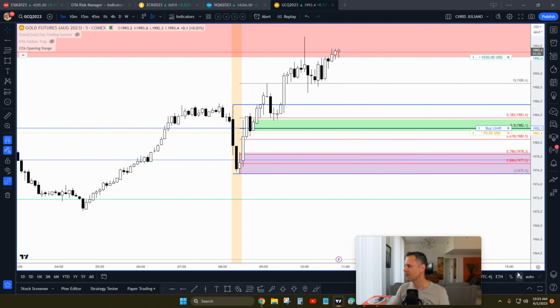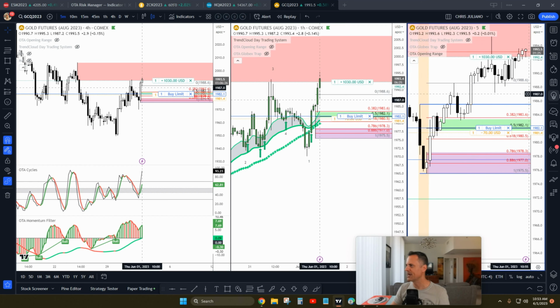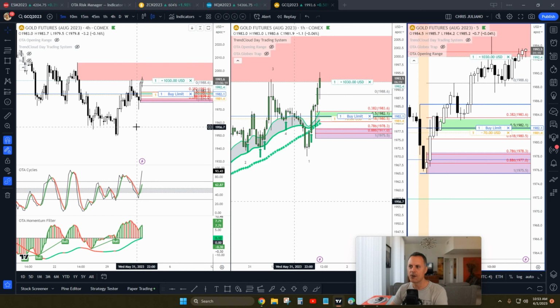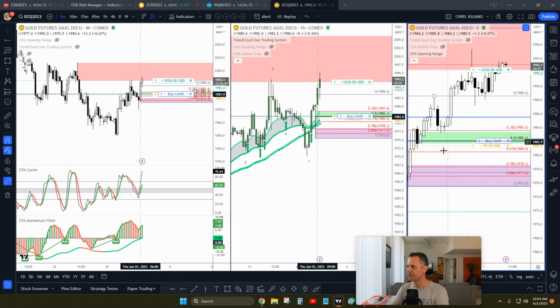So let's just one more time go over gold. Why were we expecting a retest into this demand zone here? Because on our 4-hour chart, upward momentum, cycling up, 1-hour chart, upward trend, that gives you the green light to take the retest in an upward movement. That is what happened today.